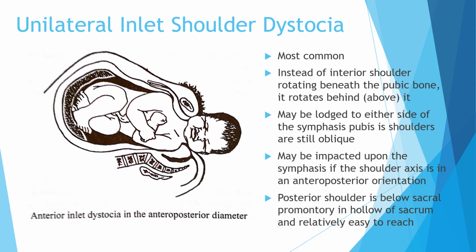So the unilateral inlet shoulder dystocia, it can be lodged on either side of the symphysis pubis and the shoulder is still oblique. May be impacted upon the symphysis. It may be the shoulder axis is in an anterior posterior orientation. The posterior shoulder is below the sacral promontory in that hollow area of the sacrum. So it's relatively easier to reach. You can see in the picture, if you needed to as a midwife, you can go and grab that posterior shoulder and deliver the baby that way.